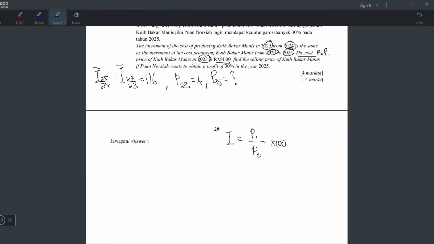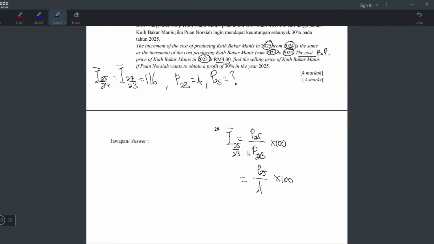Because this is 25, this is 23. So obviously 25 goes on top, and then 23 goes at the bottom. And then the I will automatically be 25, 23, and it will be the composite index. So you realize that you only have the 4, and you're trying to find the P25. But you need this, right? That is why you have to find this first.